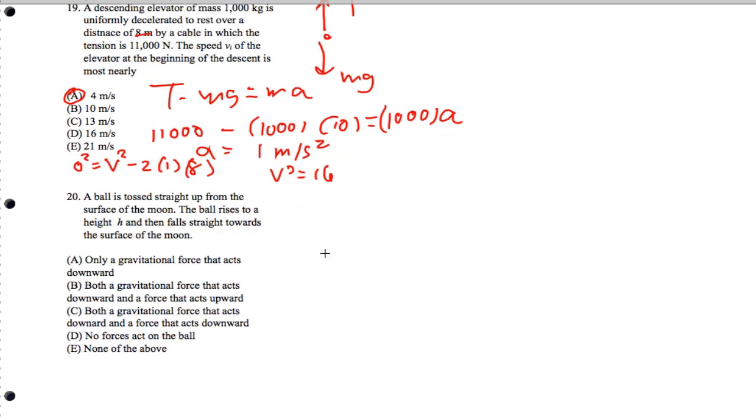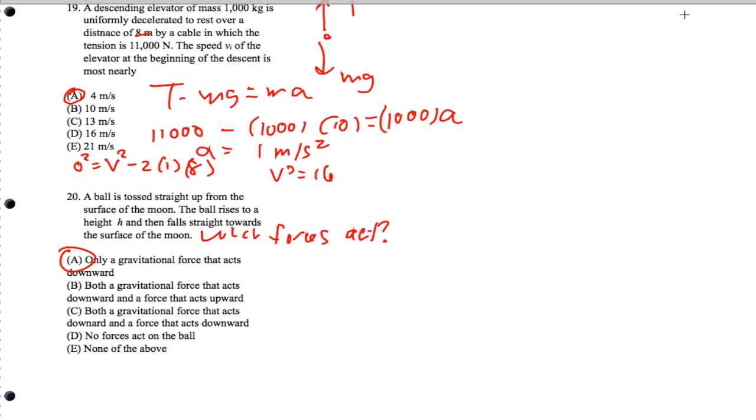Now, a ball is tossed straight up from the surface of the moon, rises to a height h, and then falls straight towards the surface of the moon. Let's see, what's true here? Only a gravitational force that acts downward exists. So which forces act? I should have corrected that.